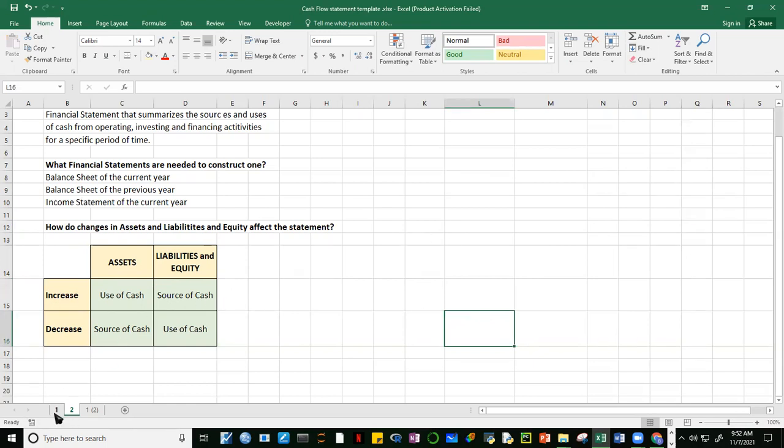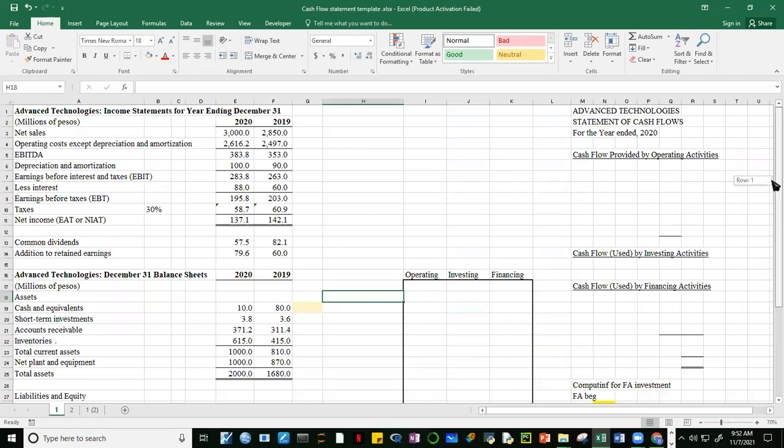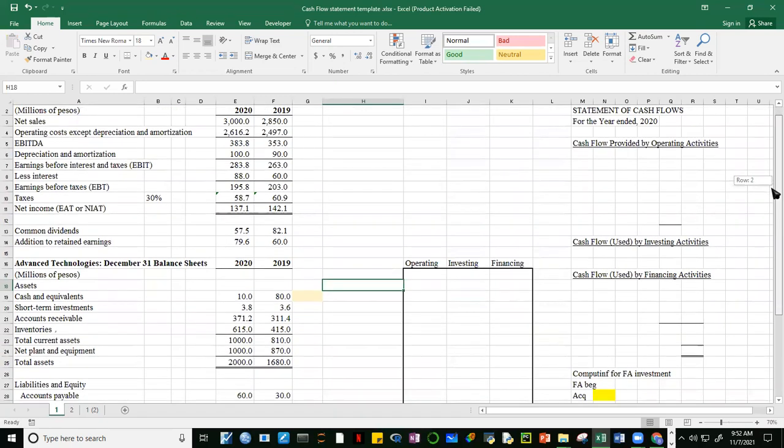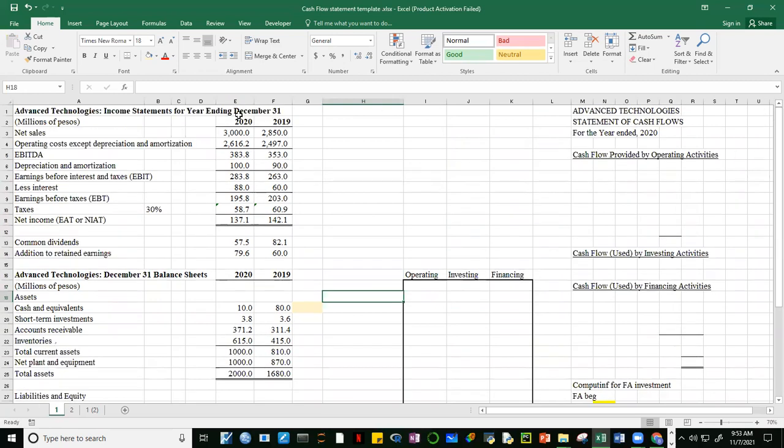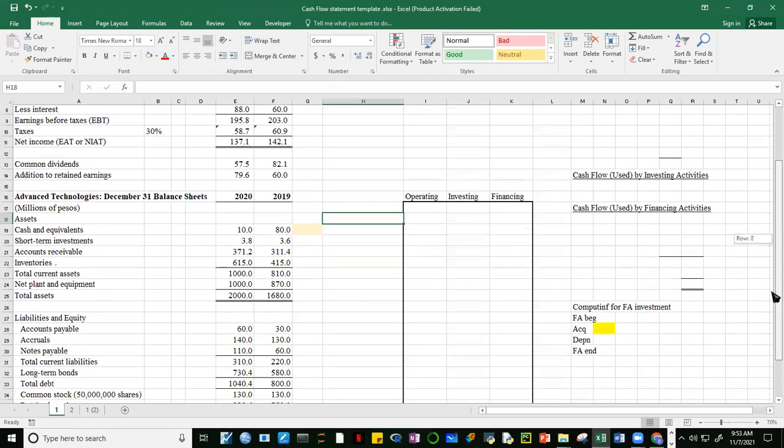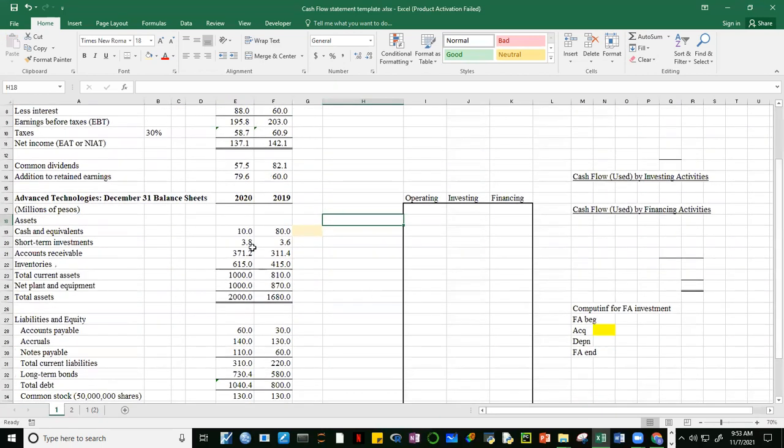So let's go back to our Advanced Technologies financial statements. We're investigating here what happened to the cash as far as Advanced Technologies is concerned. We're given the balance sheet for 2020. We also have the balance sheet for 2019 and the income statement for 2020. So that means our financial statements are complete and we can construct the statement of cash flows. So the bottom line is we're going to investigate what happened to cash.